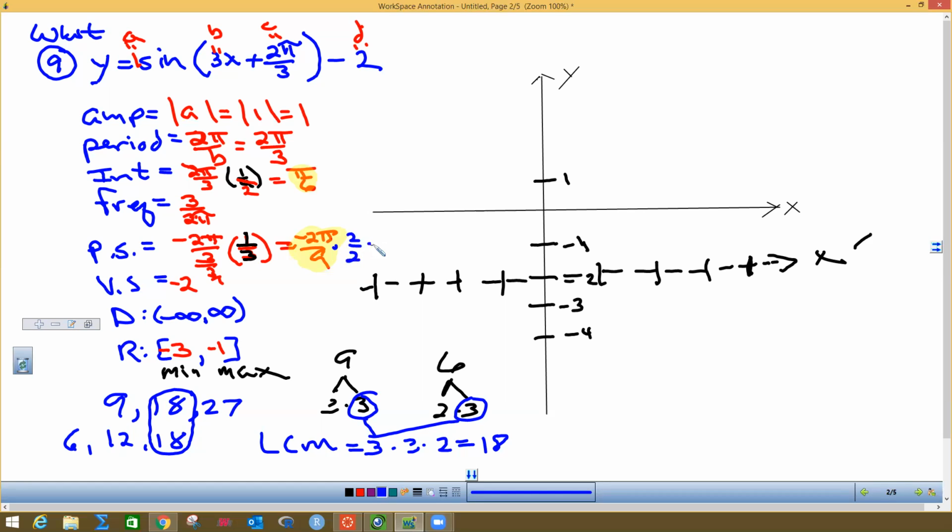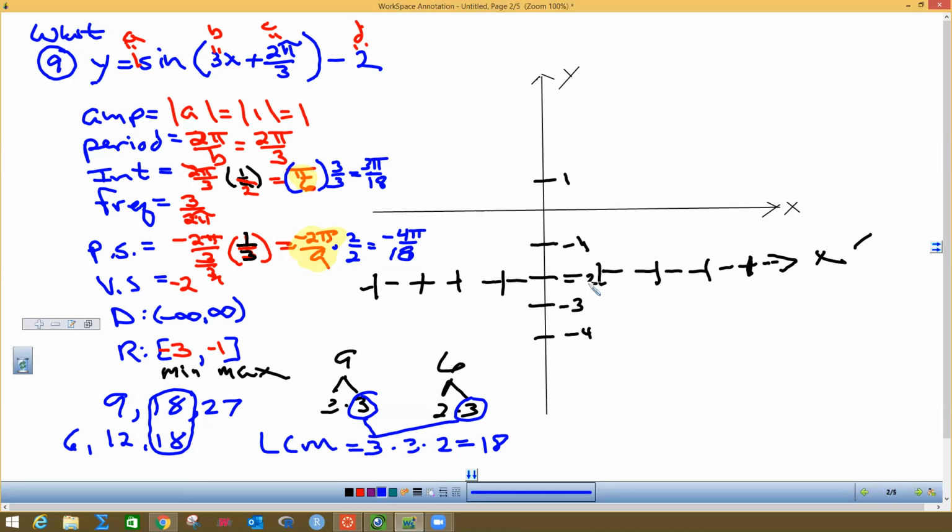So I know that I've got to get this to 18 on the bottom, so I multiply this by 2 over 2, which means negative 4 pi over 18 is going to be my phase shift. Up here, I got to get 18, so I'm going to multiply this by 3 over 3, which gives me 3 pi over 18. That's my tick marks. So I'm going to write my tick marks with 18s. Are we ready?